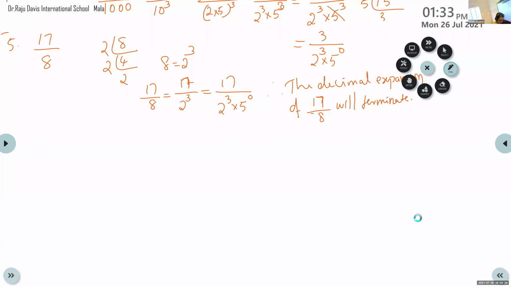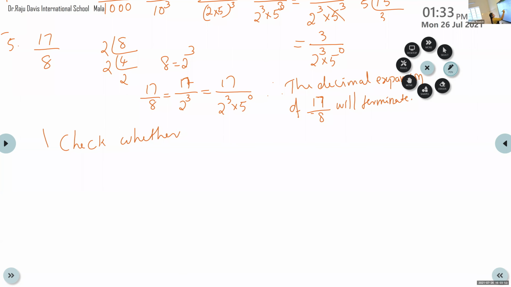Let p by q be a rational number such that the prime factorization of q is of the form 2 raised to n, 5 raised to m, where n and m are non-negative integers. Then x has a decimal expansion which terminates.